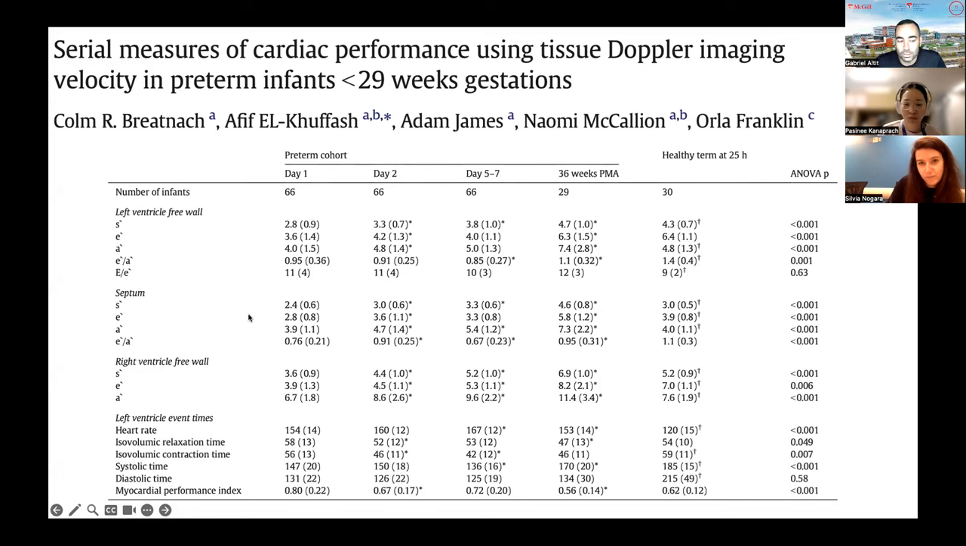These are on the normative value section of the NeoCardioLab website. And you have S prime, E prime, A prime values for the free wall, for the septum and the RV free wall on day one, day two, day five to seven, 36 weeks. And you have values in healthy term babies at around 1 day of life. So you have here values and standards, normative averages and standard deviations, as well as myocardial performance index. So you can see that the MPI also changes with time. And extremes of values have been associated with either abnormal diastolic or systolic function. So values that are way too low, like 0.3, or values that are very high, like in the 0.9s, are probably not normal in babies that are 1 to 2 days and above.